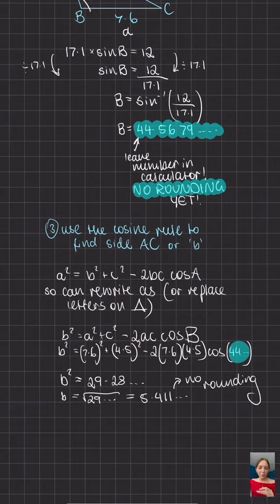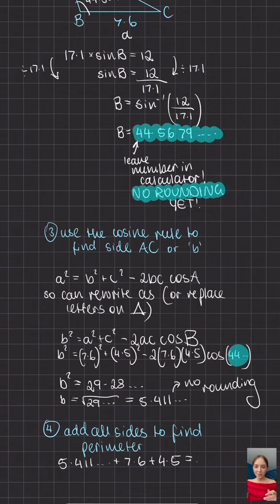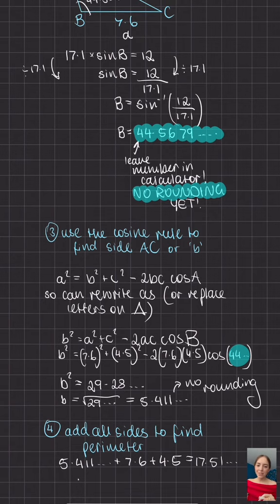Our final step, because we're asked to find the perimeter of the triangle, is to add all of the sides together. So that's going to be the side that we just found, 5.411 and so on, plus 7.6 plus 4.5. In my calculator, that gives me 17.51 and so on, and this is when we can round. So the perimeter is going to be 17.5 to three significant figures.